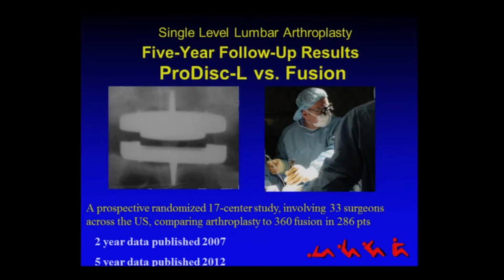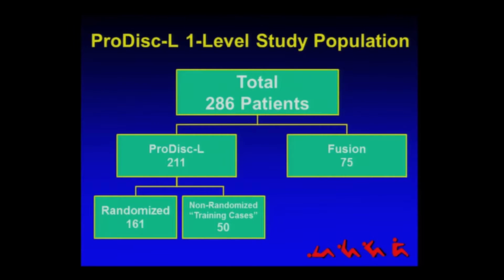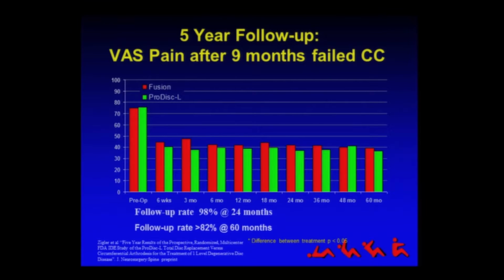The one I'm very intimately familiar with is the ProDisc lumbar study, and that study has been looked at very, very carefully and in detail. The 2-year data has been published, and the 5-year data has been published. This patient population was 286 patients. You can see there were 75 fusion patients randomized to 161 of the artificial discs. An additional 50 discs were done in a non-randomized training fashion, but were followed in exactly the same way, so that all of these patients were followed out for a minimum 2 years. I'll expand on this in my talk later when we talk about outcomes. I just wanted to give you an overview as to the value of surgery.